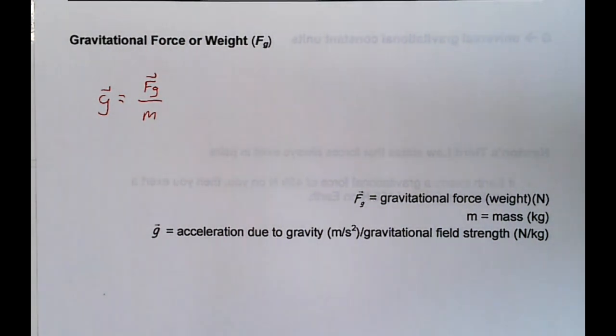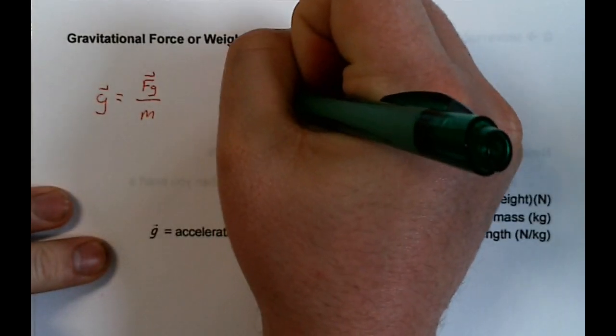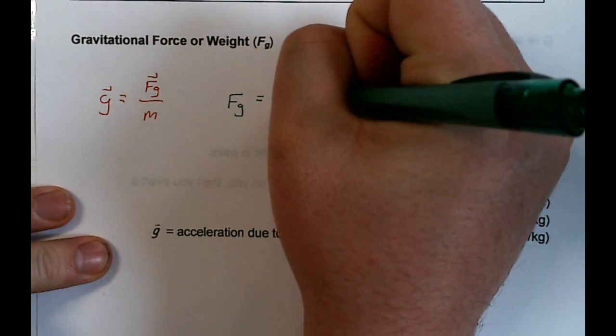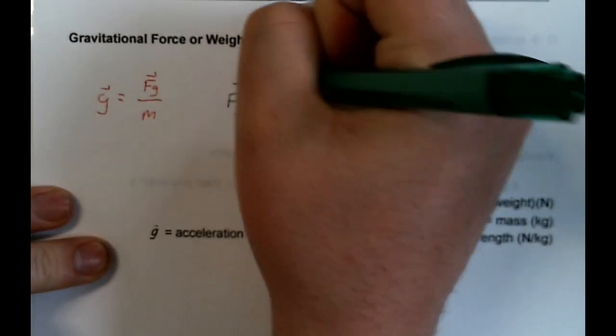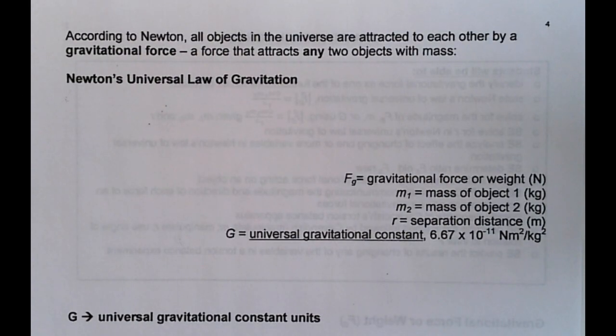So the way you're going to use this formula most of the time is that the force due to gravity is equal to the mass times the acceleration due to gravity. So that was review. On this next page, we're going to get into something a little bit new to us, but hopefully it doesn't get too tricky.